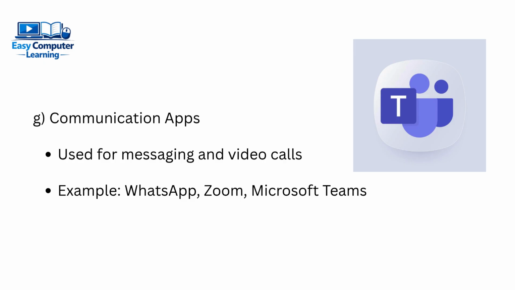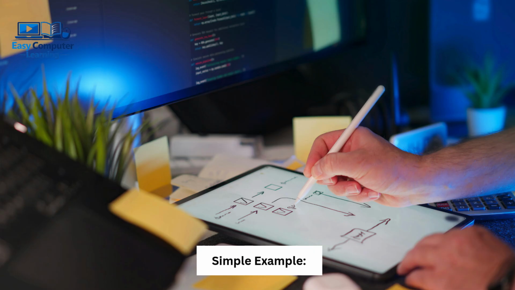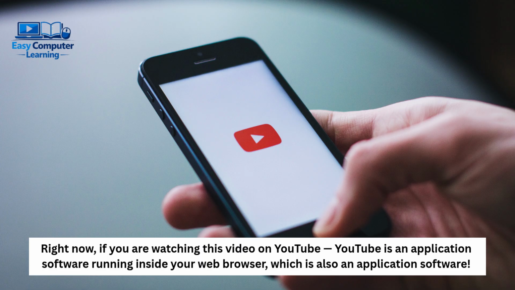G. Communication apps, used for messaging and video calls. Example, WhatsApp, Zoom, Microsoft Teams. H. Games, entertainment software. Example, PUBG, FIFA, Minecraft. Simple example, right now, if you are watching this video on YouTube, YouTube is an application software running inside your web browser, which is also an application software.